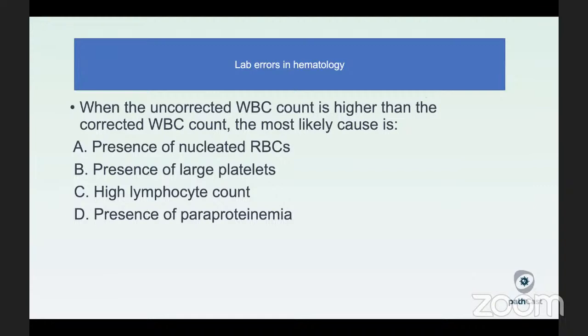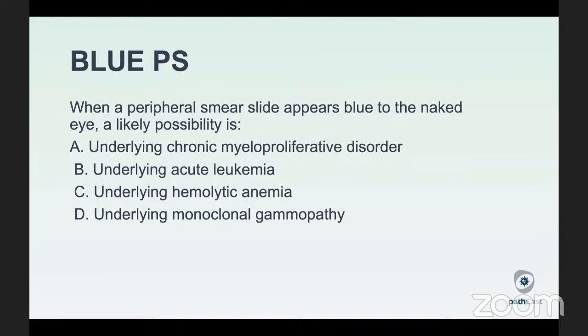Questions about the lab errors in hematology. When the uncorrected white blood cell count is higher than the corrected white blood cell count, what is the most likely cause? If you find a lot of white cells more than we actually see, what can cause this? Presence of nucleated red cells, because the automated machine cannot recognize the difference between nucleated red cells and white blood cells, so they count them as white blood cells.